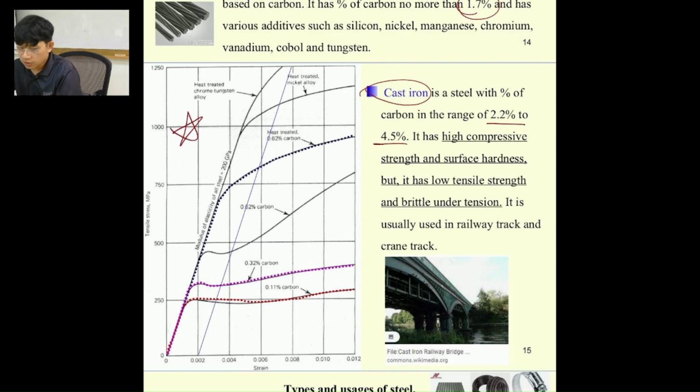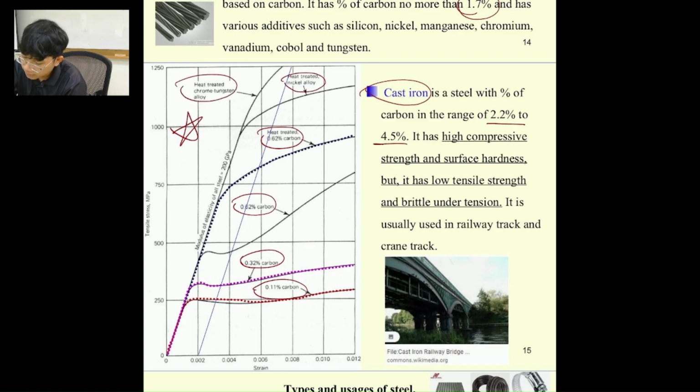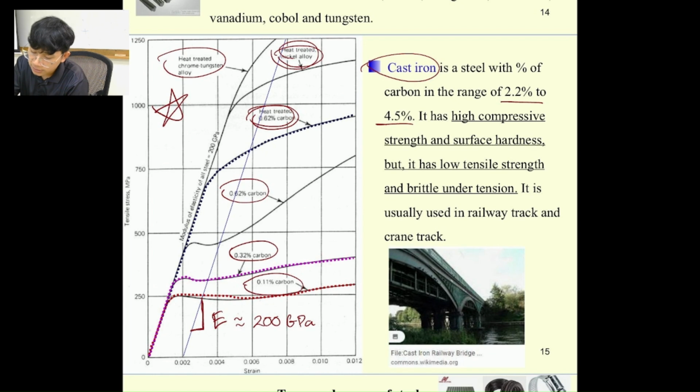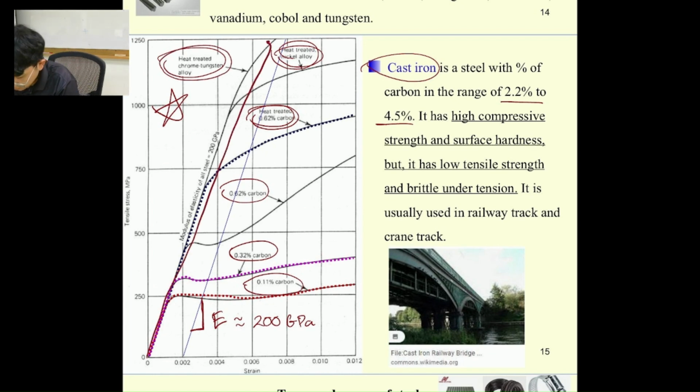This graph. Whatever percentage of carbon that you put here, we're going to have the same slope of the linear. So the Young's modulus over here is always going to be the same, around 200 gigapascal. So whatever carbon content that you add, nickel alloy or whatsoever, for the steel, you're going to have the same slope over here. Okay.